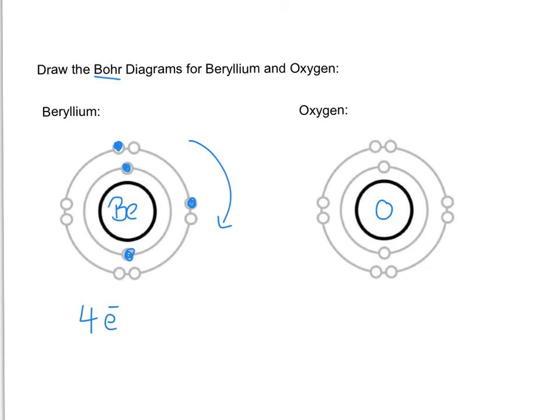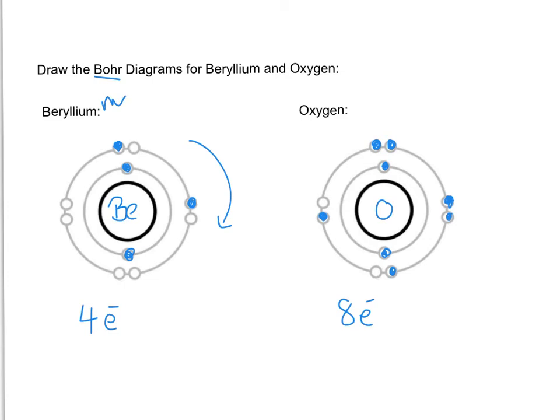So oxygen has 8 electrons because it has an atomic number of 8. So 1, 2, 3, 4, 5, 6. Now we start doubling up. 7, 8. So now we have the Bohr diagrams for 2 elements.